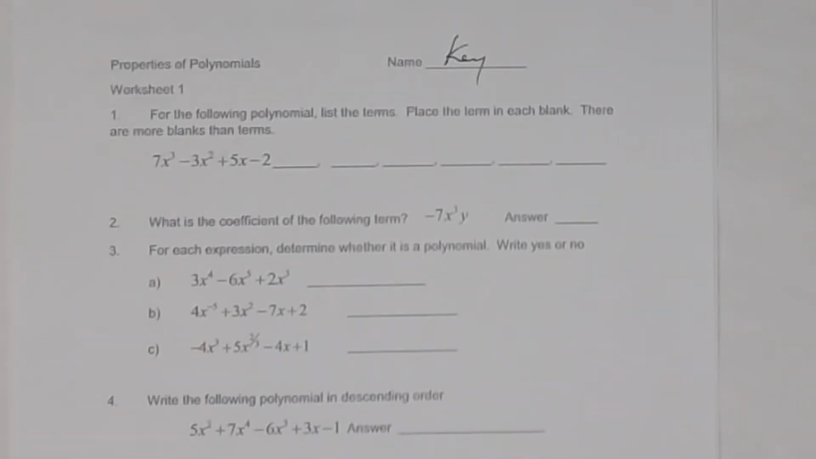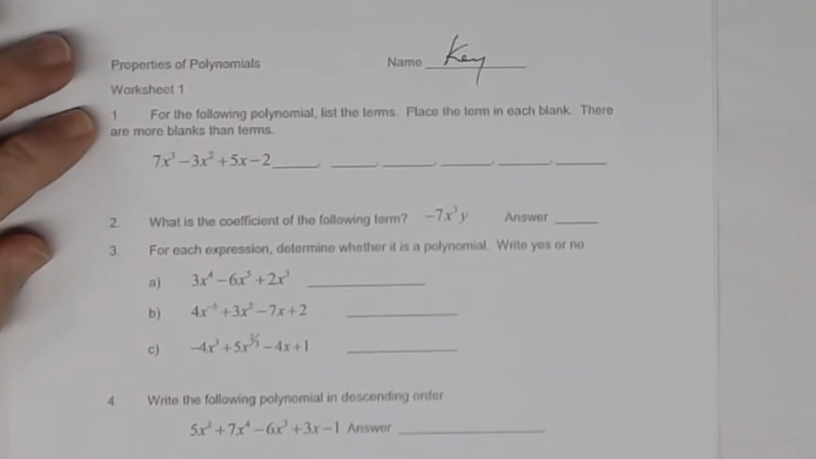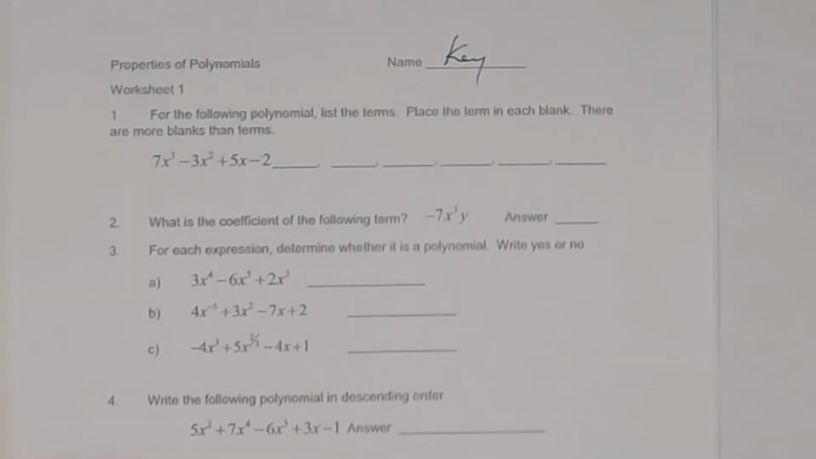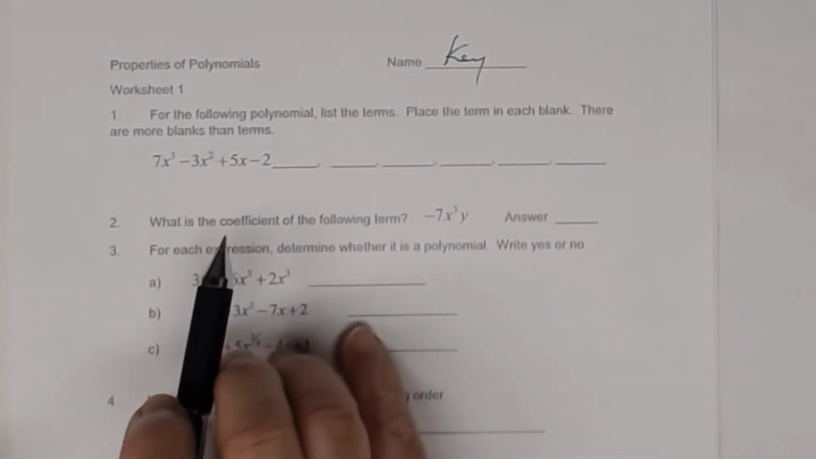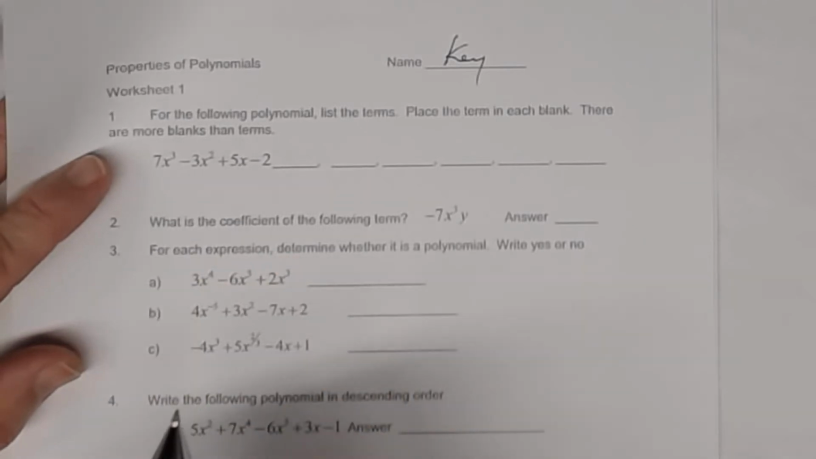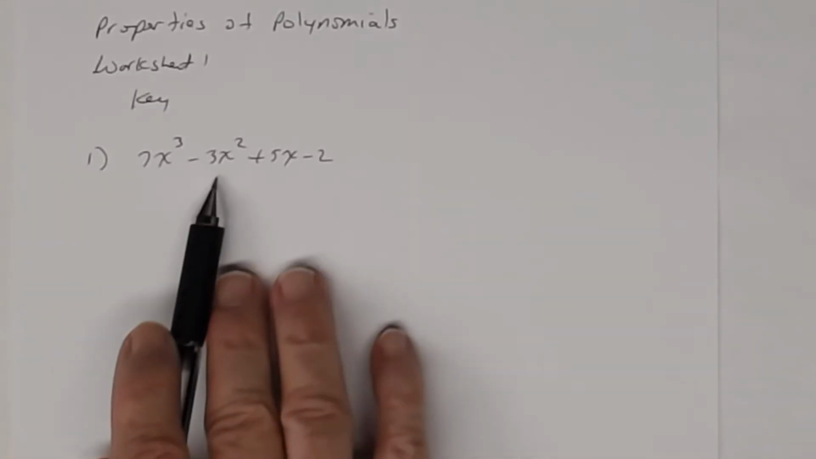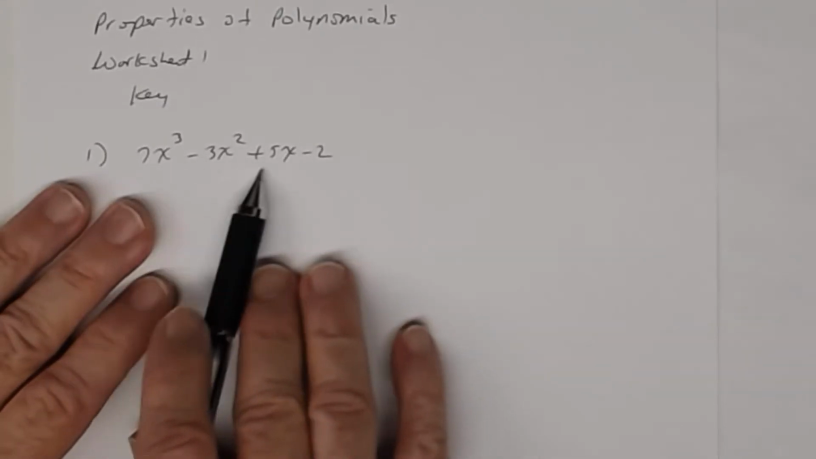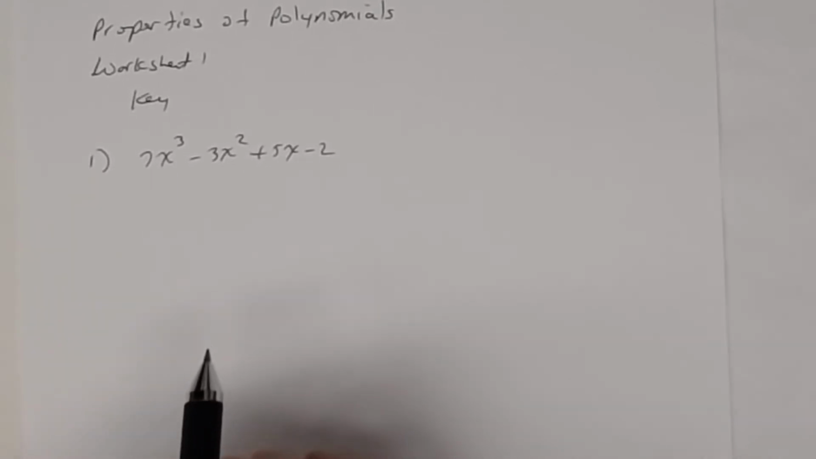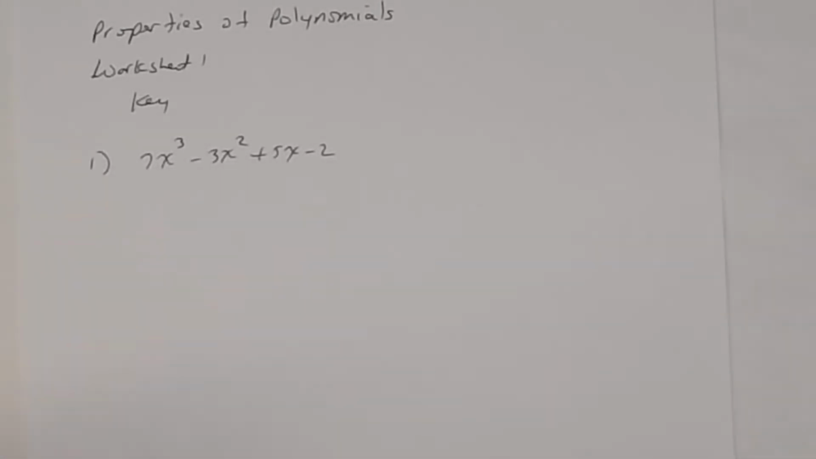Okay, so this is a key to the worksheet on properties of polynomials. And in number 1, it says for the following polynomial, list the terms, and then place the term in each blank. And there are more blanks than terms. All right, so you can't see the exponents very well, so I'm going to go ahead and just rewrite this over. So number 1's here. So I want you to remember that this polynomial, you got to remember what your terms are. So your terms are separated by the addition symbol.